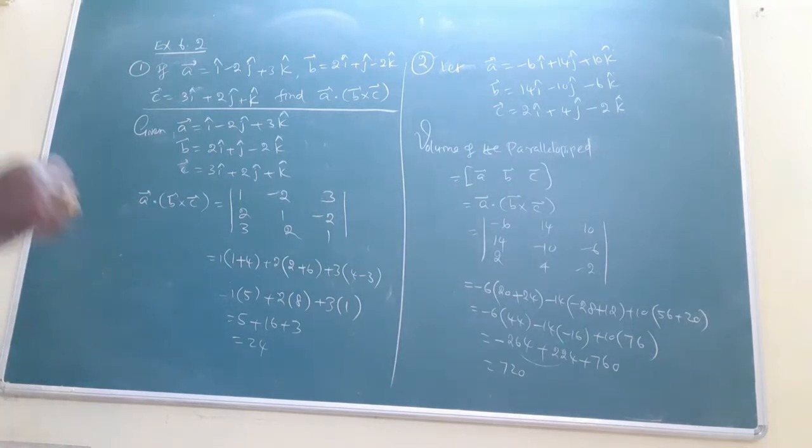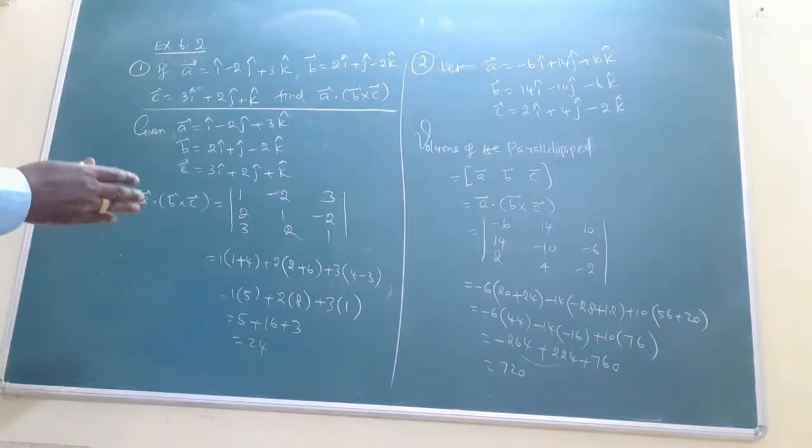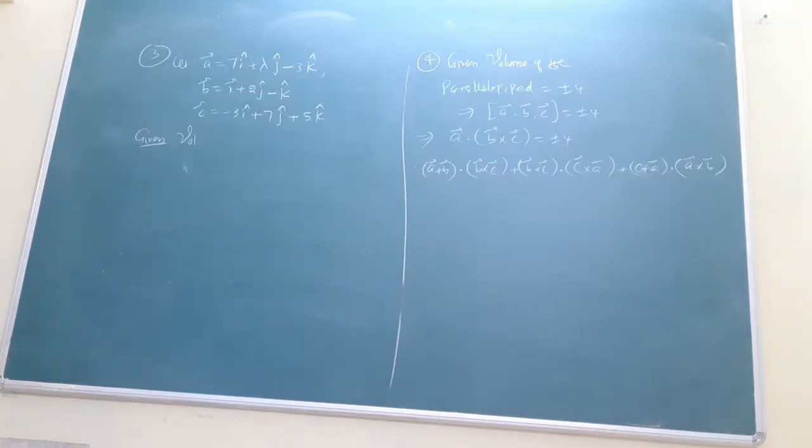Scalar triple product: A dot B cross C, or A cross B dot C, or box product A comma B comma C. These are all the same. Take the determinant: first row, the coefficients of i, j, k in A; the next row, the coefficients of i, j, k in vector B; the last row, the coefficients of i, j, k in vector C. Substitute in this way, then use the determinant idea, expand and get the answer. That's all.